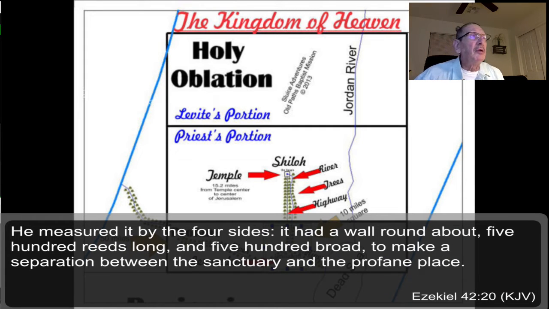And this is also talked about in Ezekiel 42:20. He measured it by the four sides. It had a wall round about it, 500 reeds long and 500 broad, to make a separation between the sanctuary and the profane place. Profane place is just a place where the non-temple people are, the uncircumcised, as they call them, or better known as the Gentiles. It'll be the area where the general people are that aren't associated with the temple service.